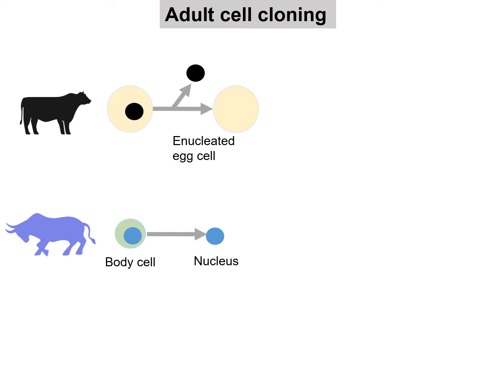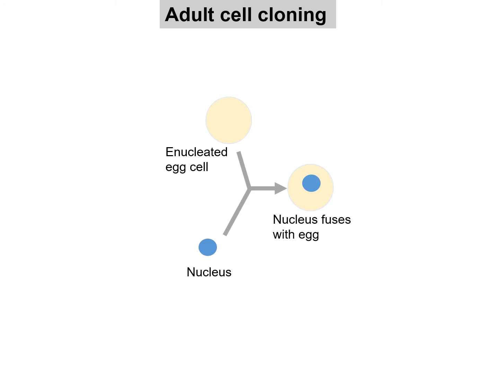Next, we take the body cell of the organism that we want to clone. This could, for example, be a skin cell. We then remove the nucleus from that cell. We insert the nucleus from the organism we want to clone into the enucleated egg. We now have what would essentially be a zygote.